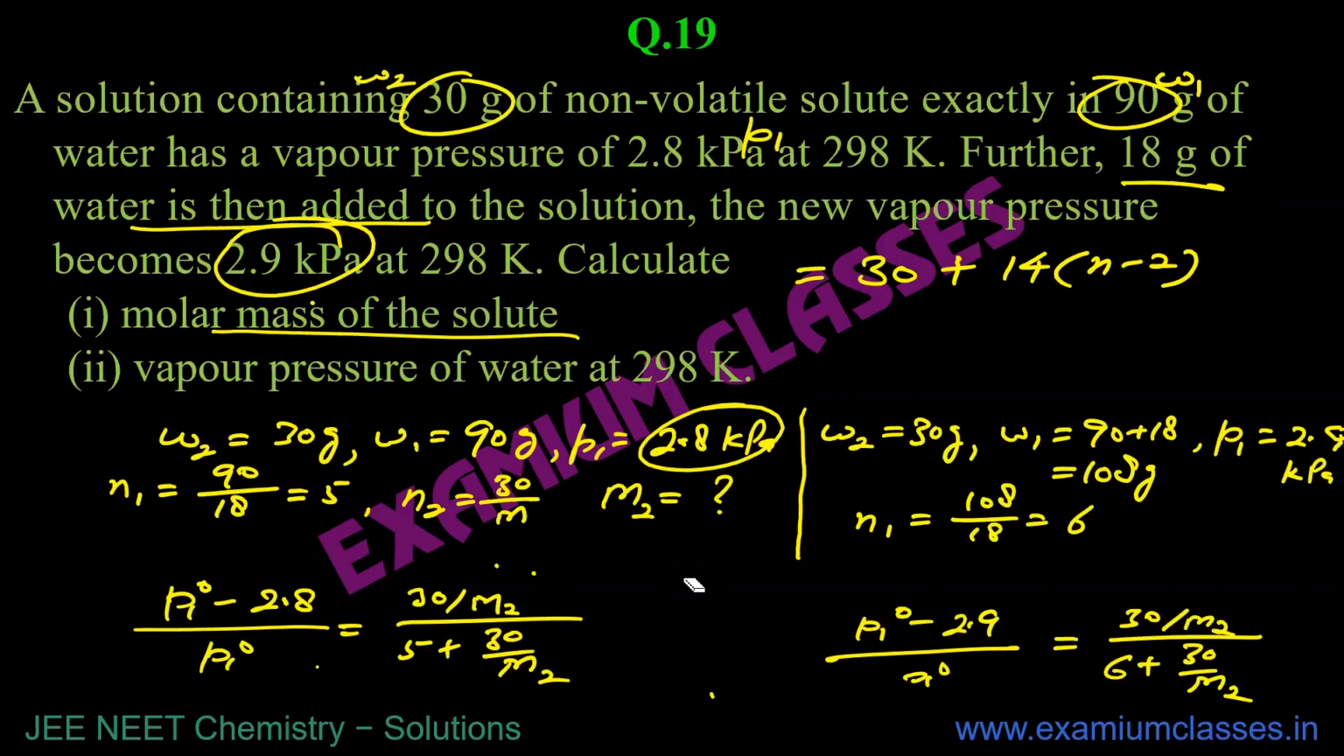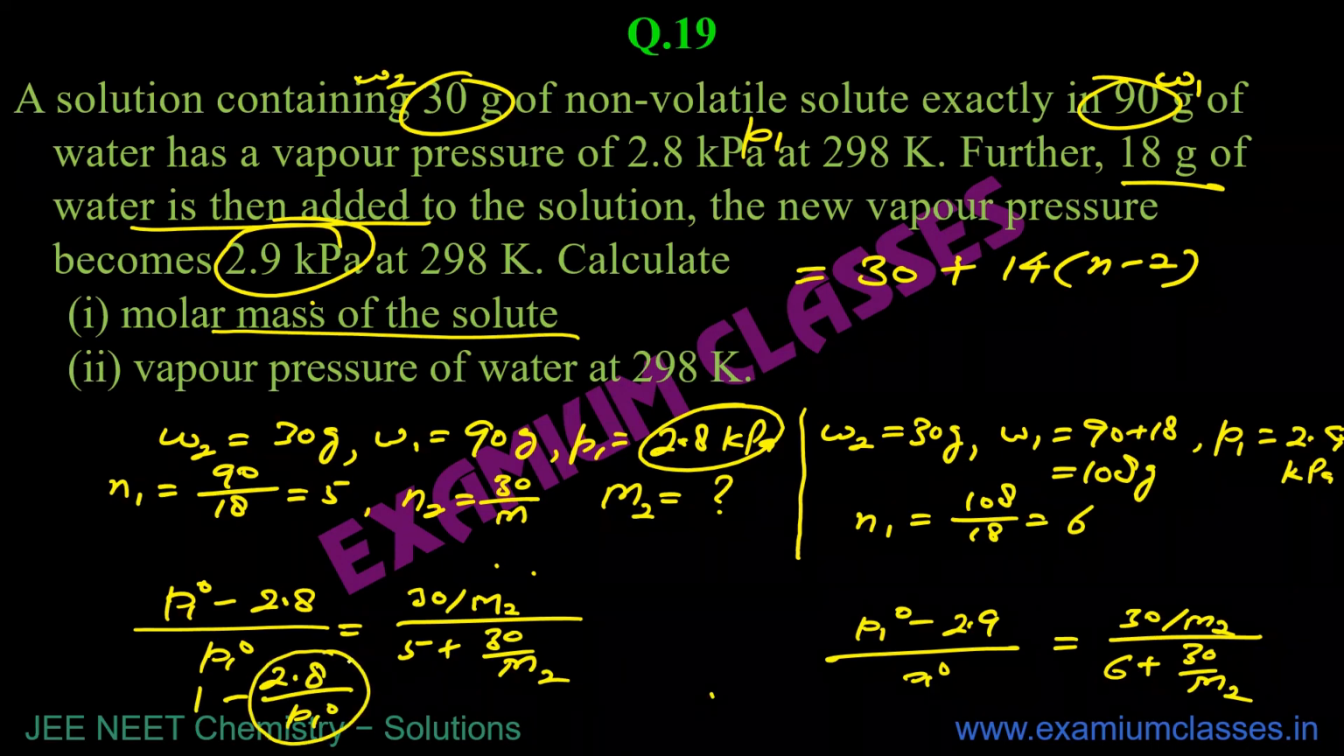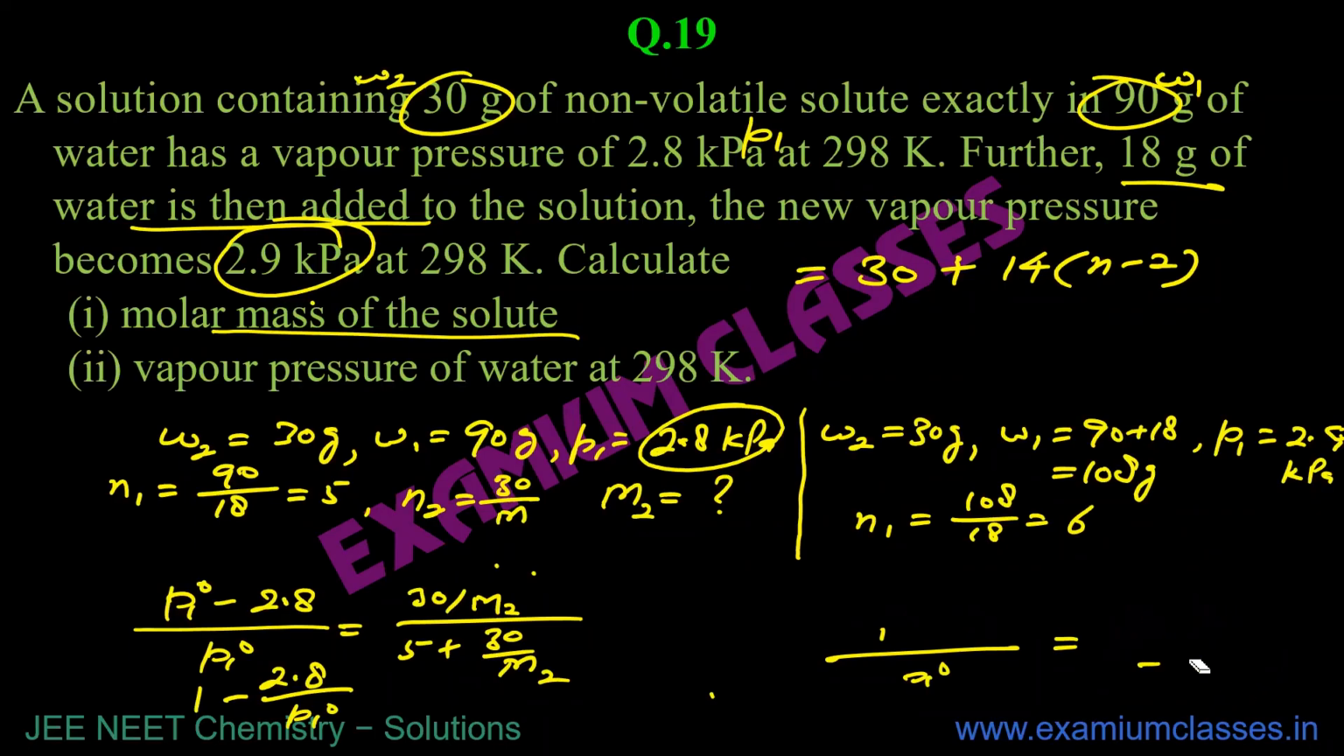Just to make sure that they get cancelled, what I can do, I can write this one as 1 minus 2.8 by P1 naught. And then I can keep this one either on left hand side or I can move this one on the right hand side. But I need to make sure that this term which contains P1 naught is on one side only. That's what I am doing. So I'm just explaining one. You can do the second one as it is. I'm doing it here because otherwise I will have to use the temporary screen. I have not already created another screen for this one.